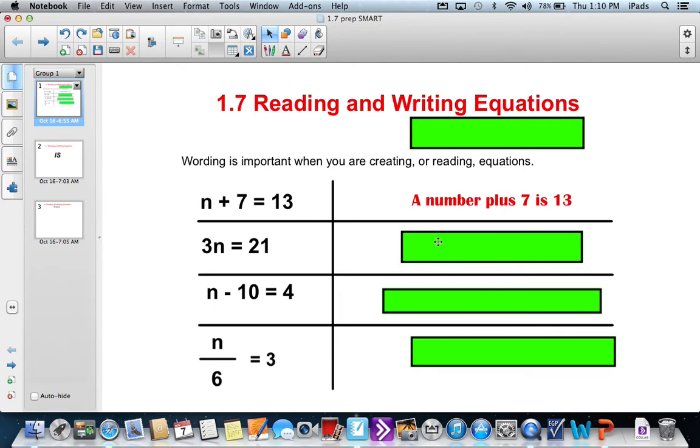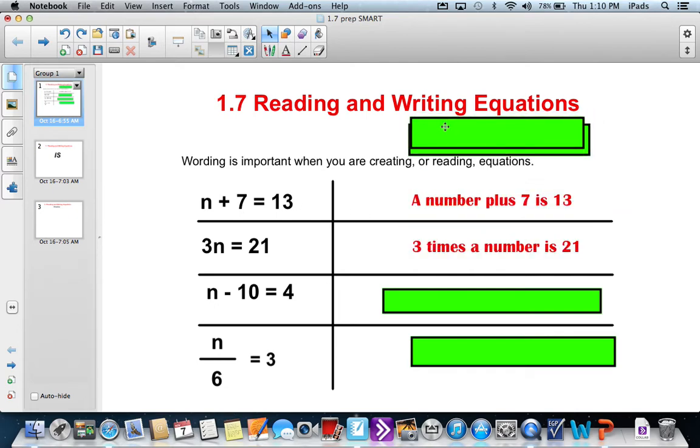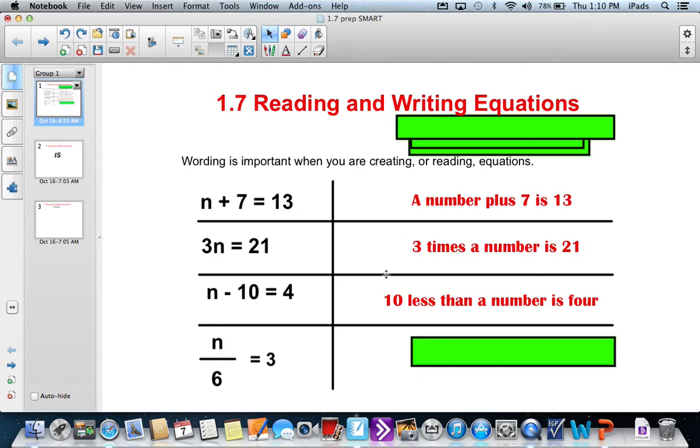If we look at that a different way, before it was 3n, now it's 3n equals 21. 3 times a number is 21. Before it was n minus 10, now it's n minus 10 equals 4. When it's written, 10 less than a number is 4.